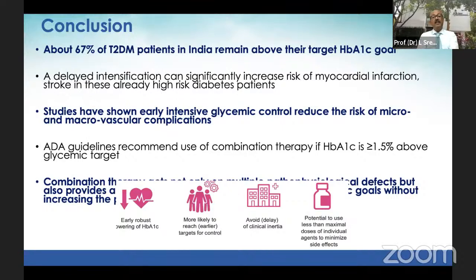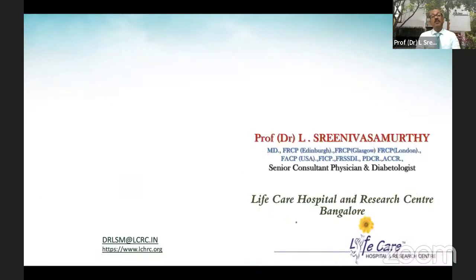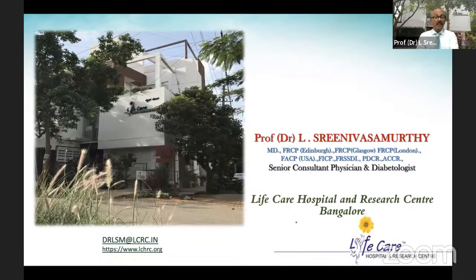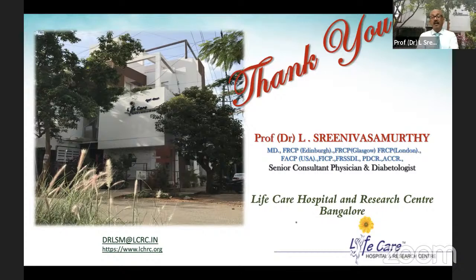And ADA guidelines and RSSDI guidelines recommend use of combination therapy if A1C is above 1.5% above the particular glycemic target. And combination therapy definitely will correct the defects. And that is where combination therapy is most useful to start early. And that's most important: come out of the clinical inertia and start treating the patients in the right way.